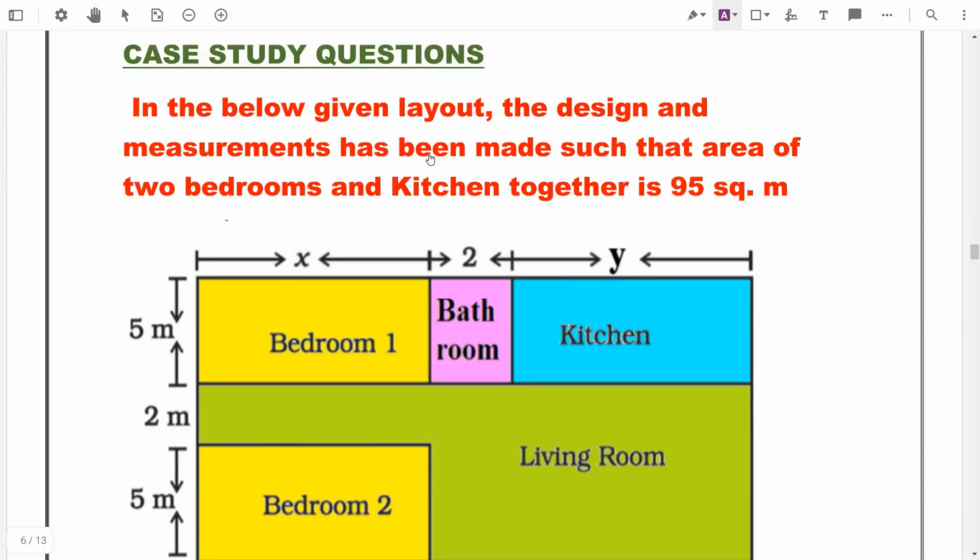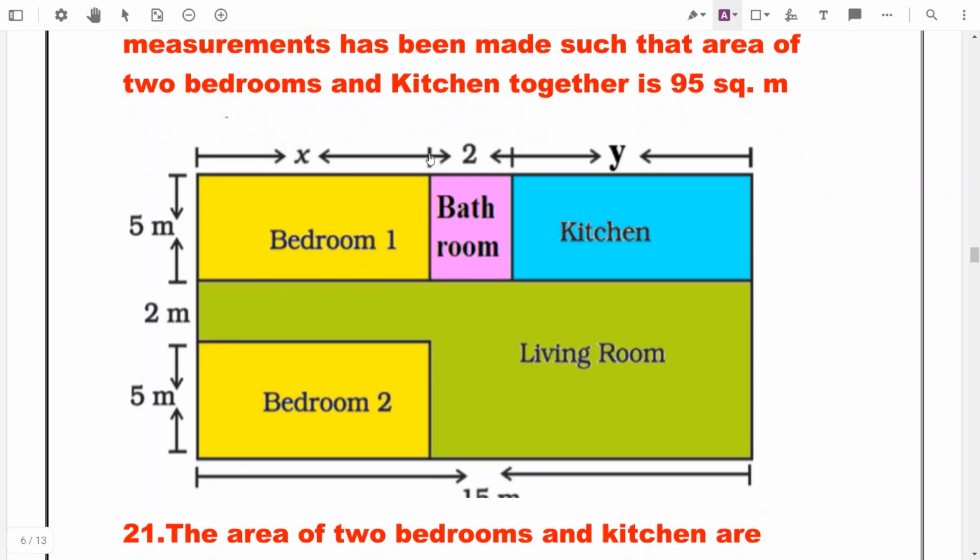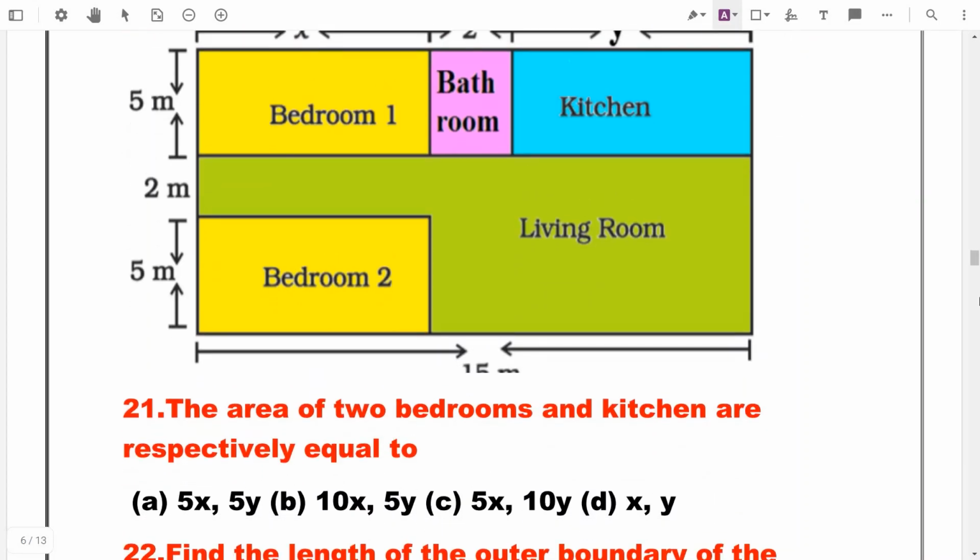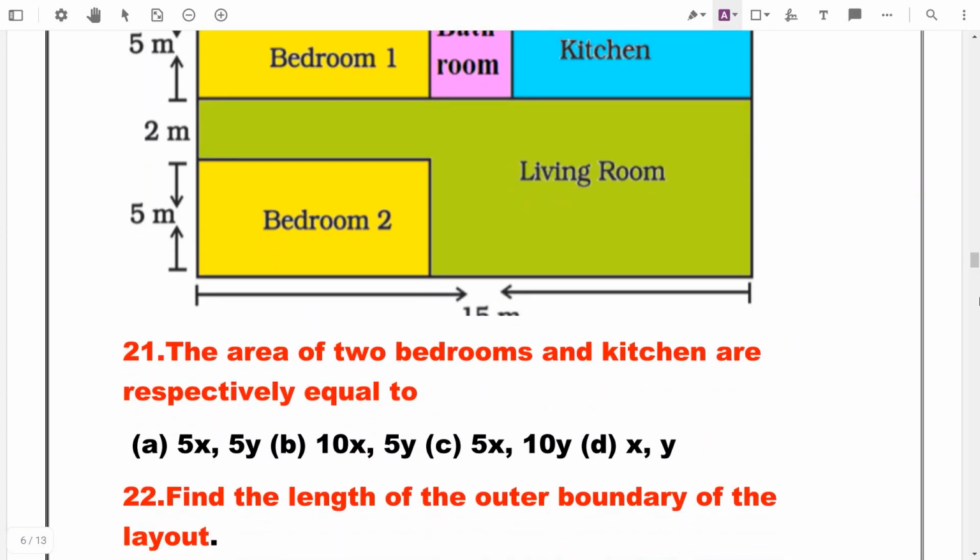The below given layout, the design and measurements has been made such that area of 2 bedrooms and kitchen together is 95 square meter. The question asked is, the area of 2 bedrooms and kitchen are respectively equal to 5x, 5y, 10x, 5y, 5x, 10y, x, y. Answer 5x, 5y.